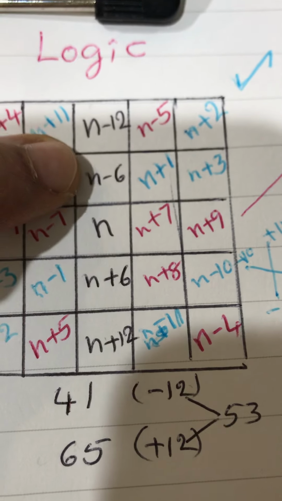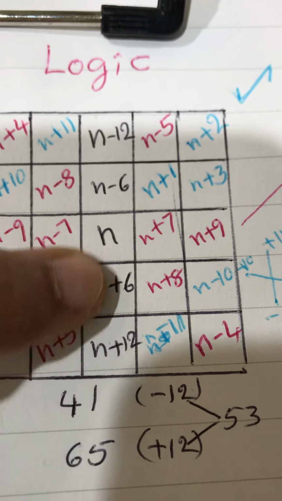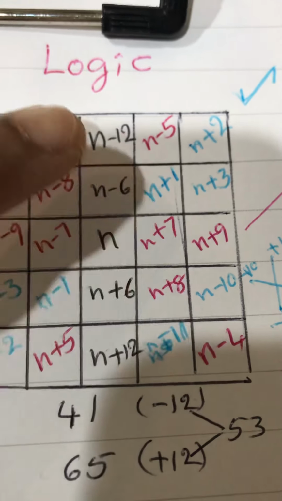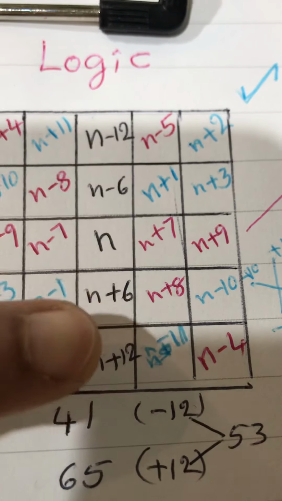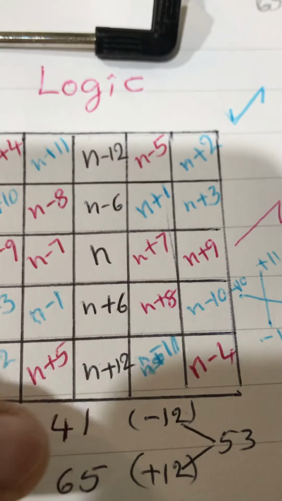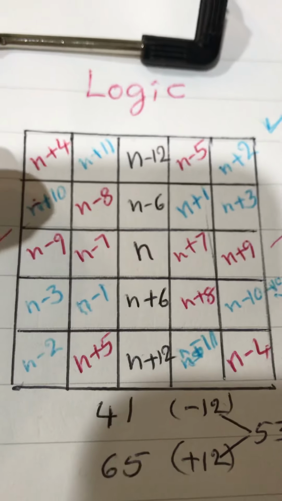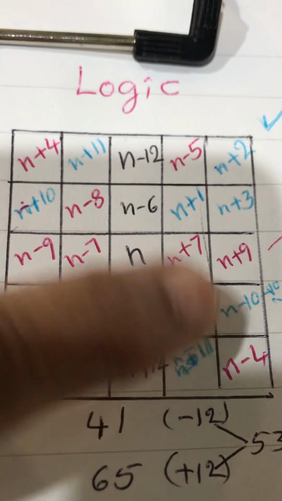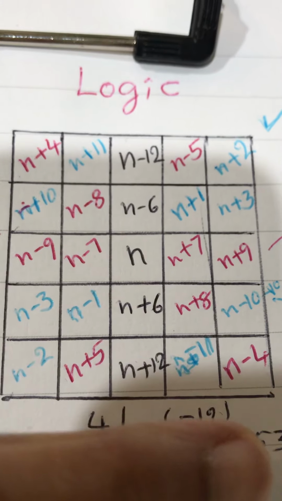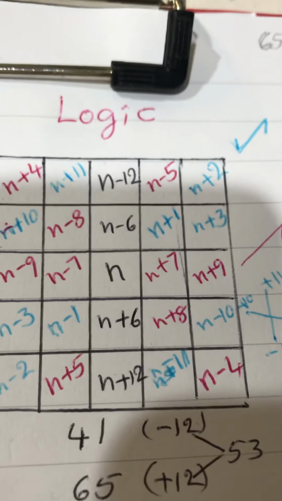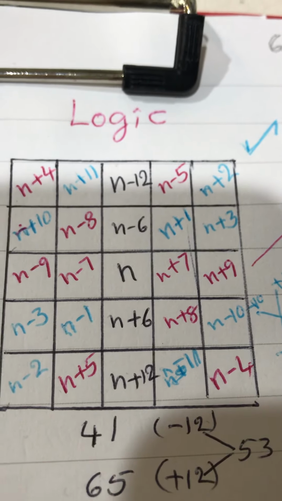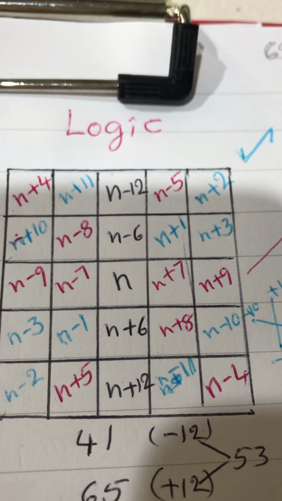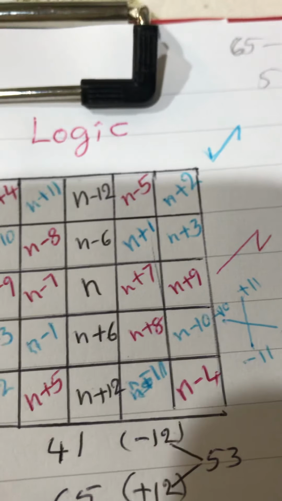n minus 6, n plus 6, n minus 12, n plus 12. So likewise they are keeping the balance. The same thing is happening everywhere, even in the diagonals. n minus 8, n plus 8, n plus 4, n minus 4. The total is going to come, all the plus and minus are going to balance each other, and we're going to be left with the 5 n's.